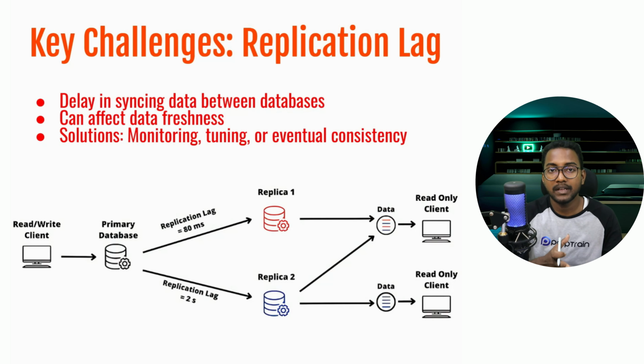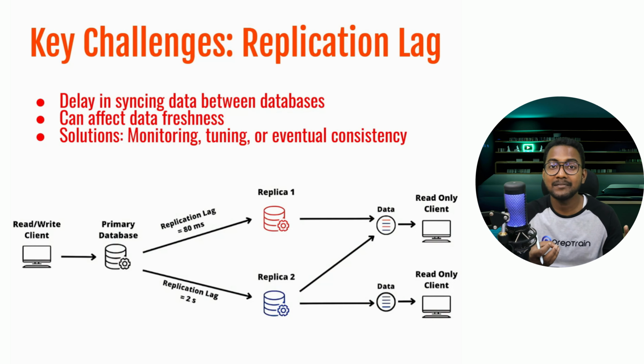Let's go back to a bakery example. Imagine that you have two bakers working together, but one of them is a bit slower. While the faster baker has already moved on to the next batch of bread, the slower baker is still finishing up the previous batch. If a customer receives their order from the slower baker, they will be receiving an older product. This is similar to what happens in a database system when replication lag occurs.